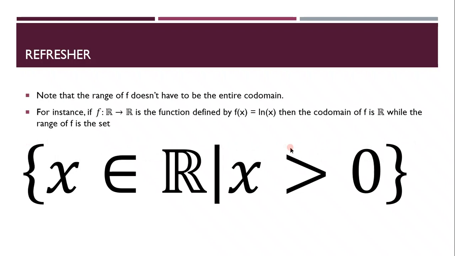Note that the range of f doesn't have to be the entire codomain. For instance, if we have a function that maps something in the vector space of all real numbers onto all real numbers, so dimension 1, and the function is defined by f(x) equals ln x, then the codomain of f is all real numbers, but the range will just be all positive, non-zero numbers.